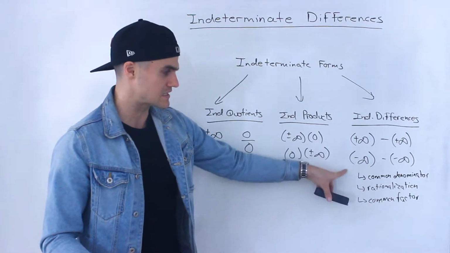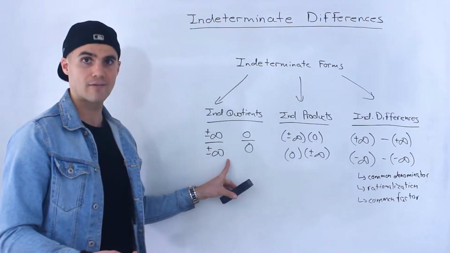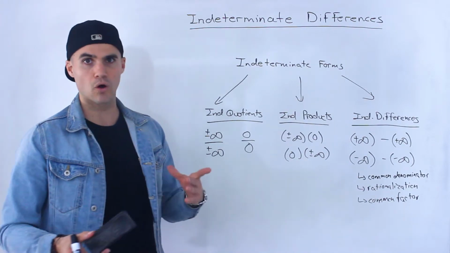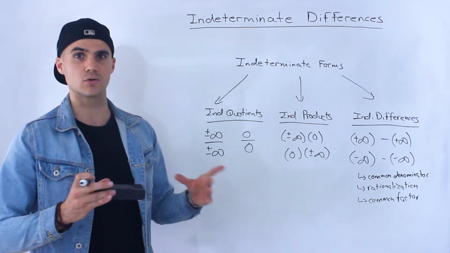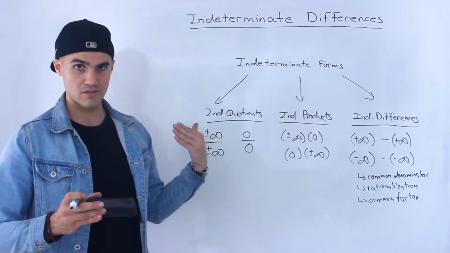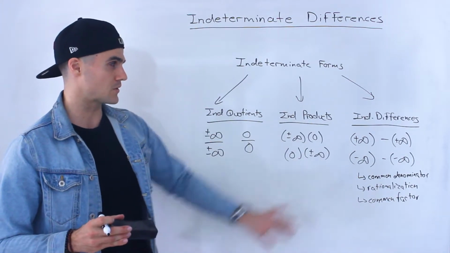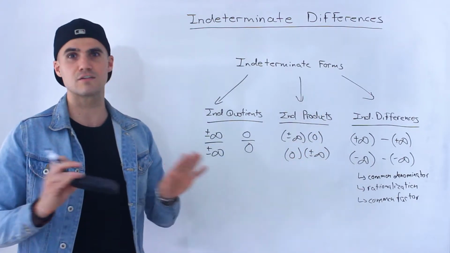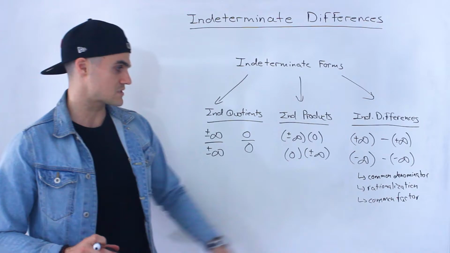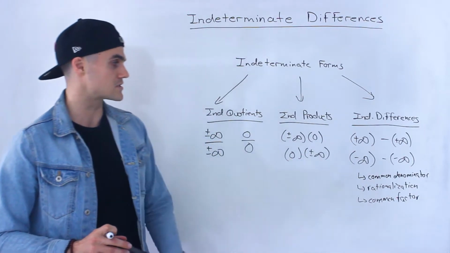Sometimes these methods will lead you to an indeterminate quotient, and then you could apply L'Hopital's rule. But sometimes they won't, and you're going to have to use other techniques that we've dealt with previously in the course with limits. So with indeterminate differences, a lot of different scenarios could come up, but I'm going to go over a bunch of examples covering these three methods.